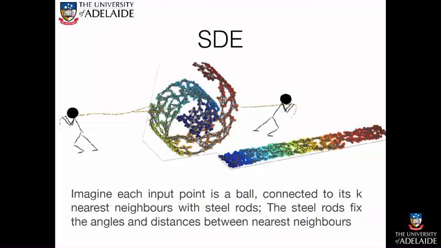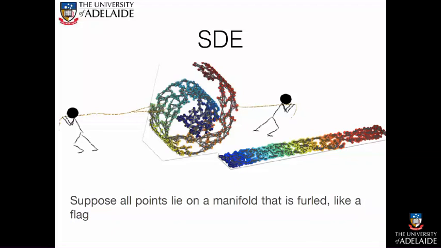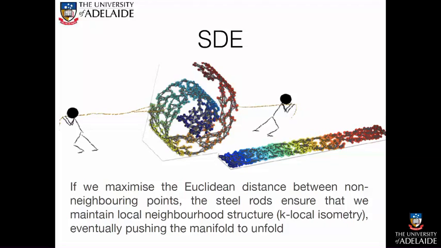right? So this will be the unfolded space. That's the high-level idea. And if we maximize Euclidean distance between non-neighboring points, the steel rods ensure that we maintain local neighborhood structure, eventually pushing the manifold to unfold.